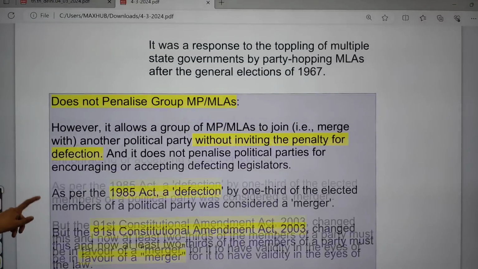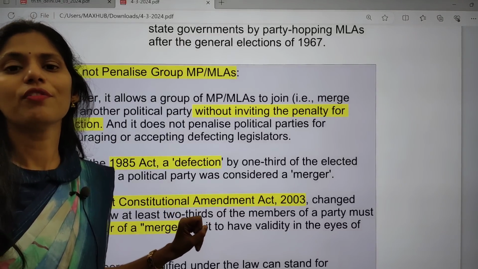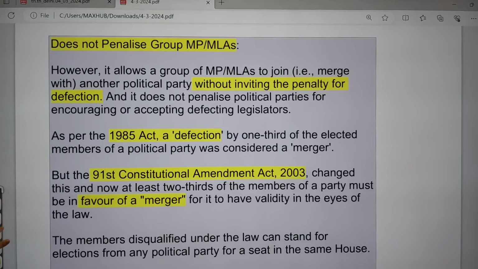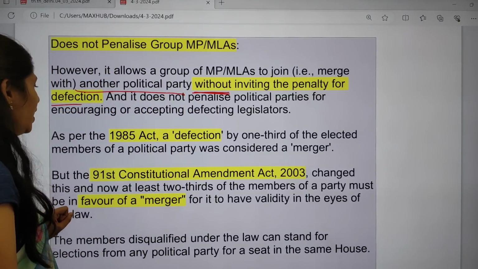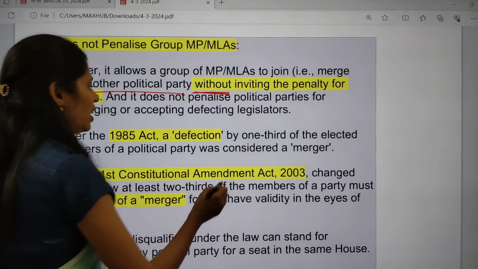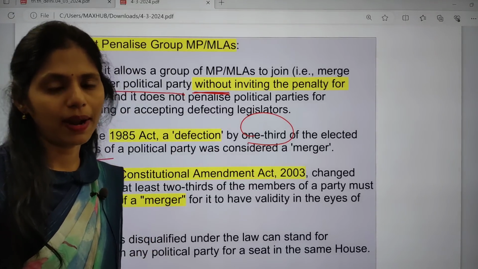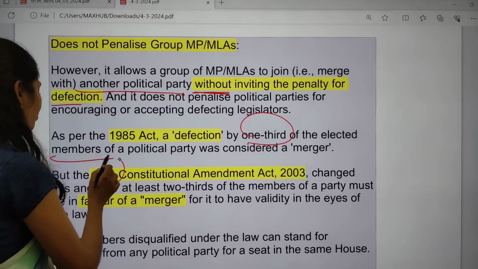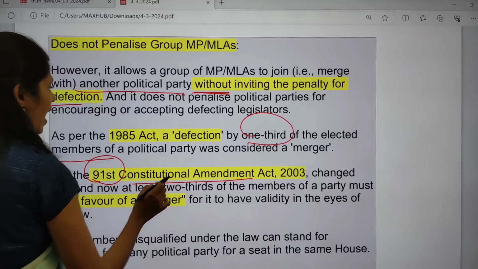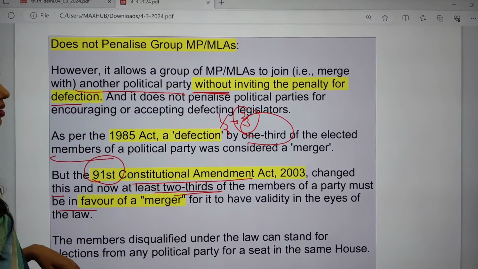Here this anti-defection law is not applicable in some circumstances. These exceptions will be very important, so we are going to see that. This law allows MLAs or MPs to join another political party without inviting the penalty for defection. As per the act, if 1/3 of the elected members of a political party go for a merger with another political party, then it will not come under this anti-defection law. The 91st Constitutional Amendment Act changed this, and now 1/3 has been increased to 2/3. Okay, 2/3 of the members of the party must be in favor of the merger.